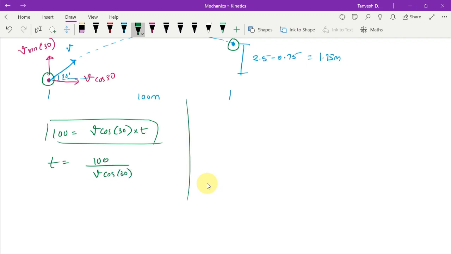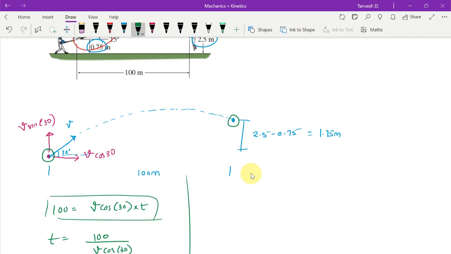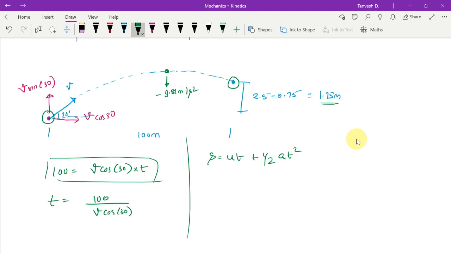Another equation that we can have is this vertical distance that it is traversing is 1.75. So s is equal to ut plus half at square. What is your acceleration here? Acceleration is nothing but the acceleration due to gravity, which is always acting downwards. Therefore it is minus 9.81 meters per second square, and the initial velocity is v sin 30. So 1.75 is equal to v sin 30 into t, I'll write as 100 upon v cos 30, right?